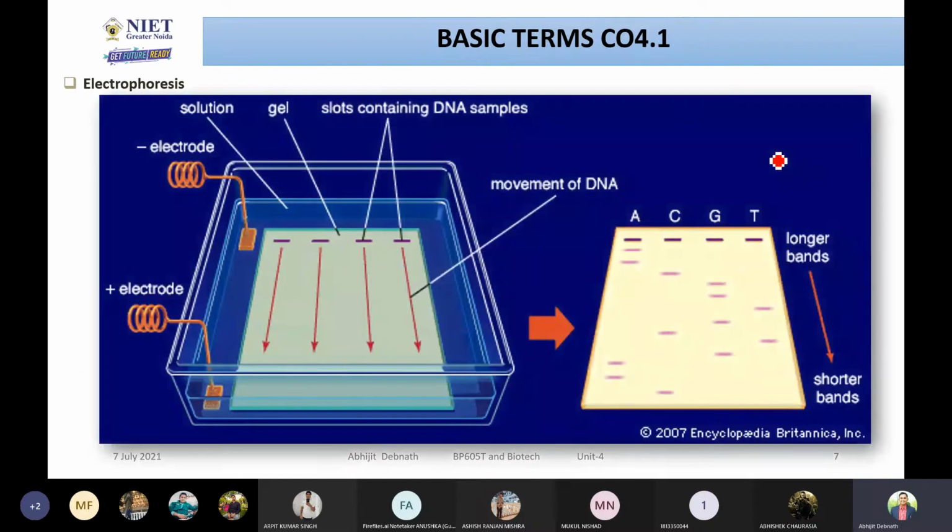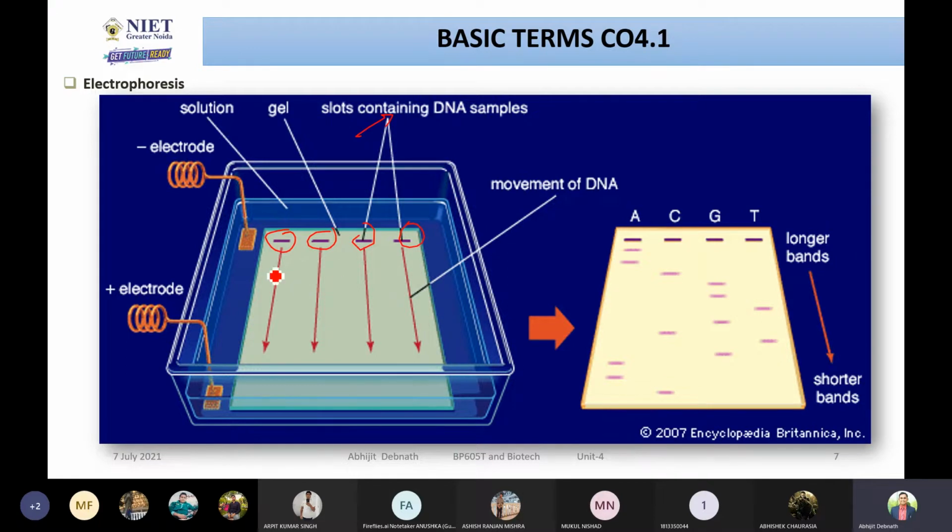So here I have a very interesting picture. For example, this is the entire assembly. Here gel is present, and there is also buffer solution present, and in these slots you have put some DNA sample. You are trying to separate the DNA.